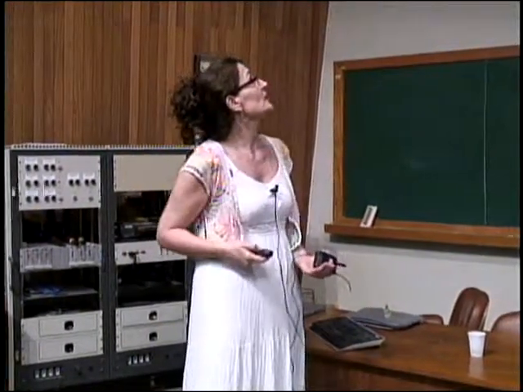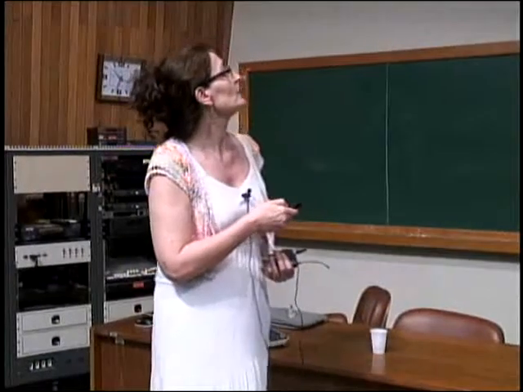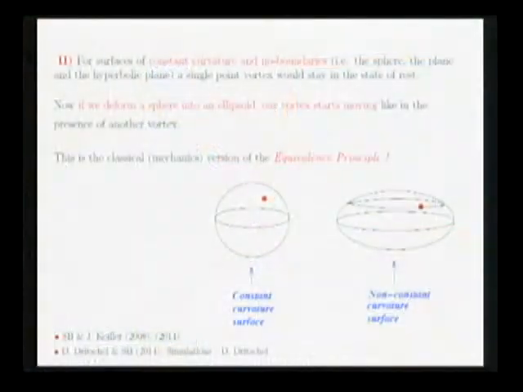The second punchline is that we have to be careful if we deal with surfaces that have constant Gaussian curvature and no boundary, like, for example, the sphere. We put a vortex, nothing happens, it just stays in peace. But then what happens if I deform that sphere? If I deform a sphere, for example into an ellipsoid, even an ellipsoid of revolution, by magic our vortex starts moving.